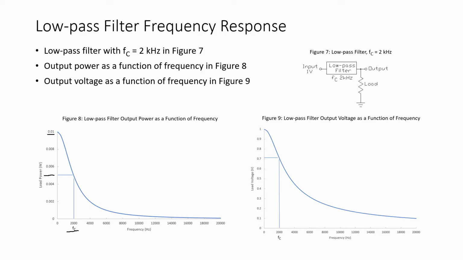Now, figure 9 shows us a plot of the load voltage as a function of frequency. And again, the cutoff frequency of the circuit is 2 kHz, and at 2 kHz, the output has dropped to 70.7% of the maximum output voltage, which is 1 volt. So we can see graphically that it doesn't matter whether we look at load power as a function of frequency, or load voltage. The cutoff frequency is the half power point. It's the point where the load voltage drops to 70.7% of the maximum.